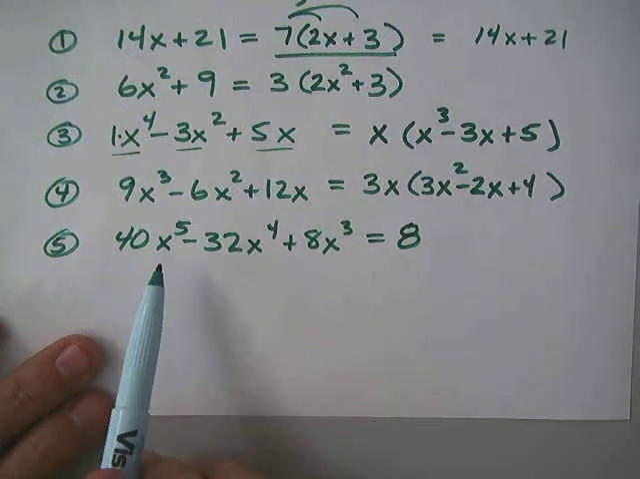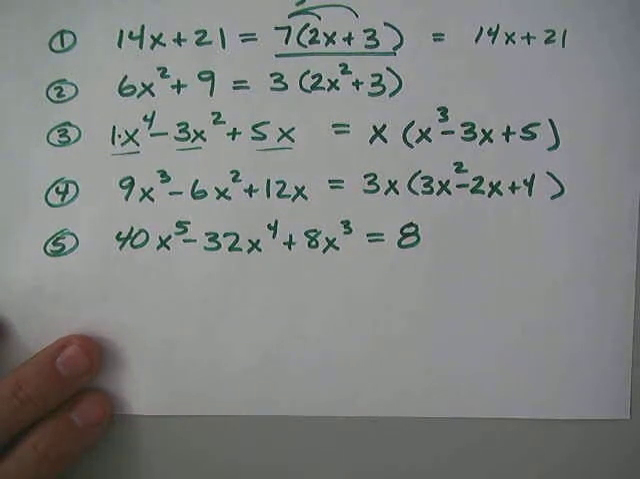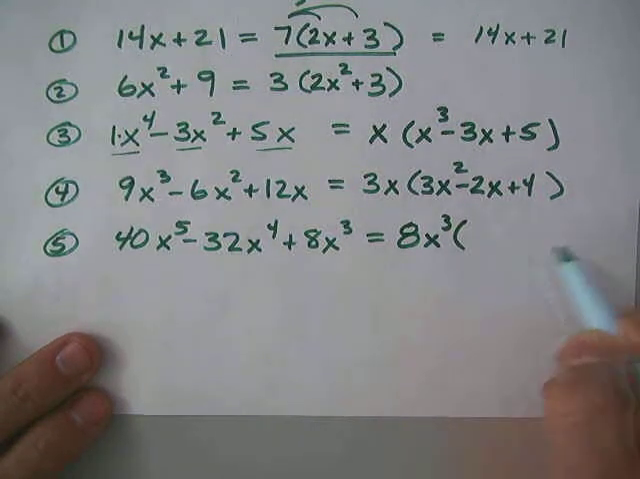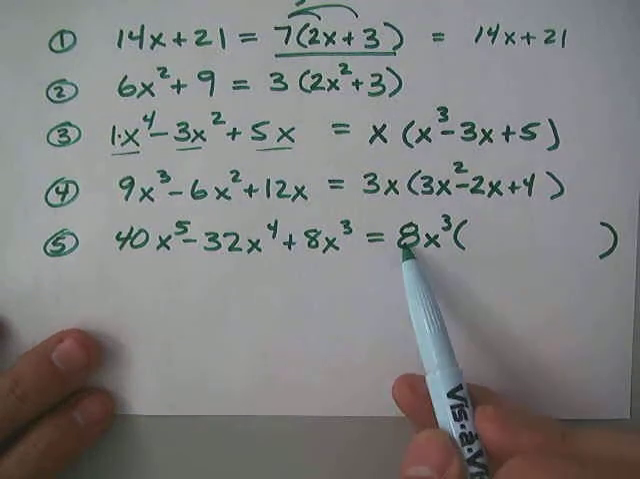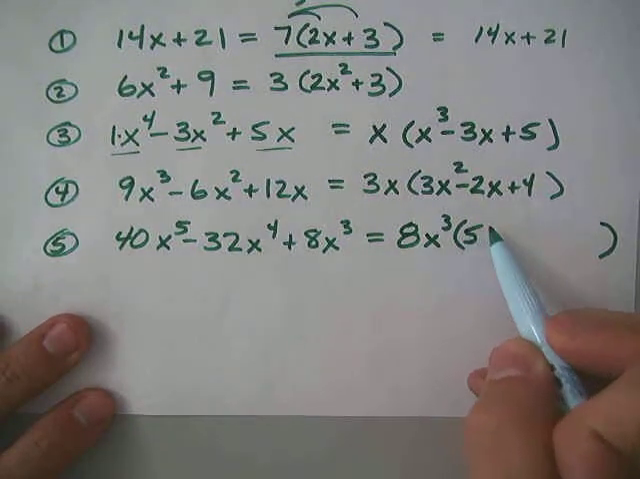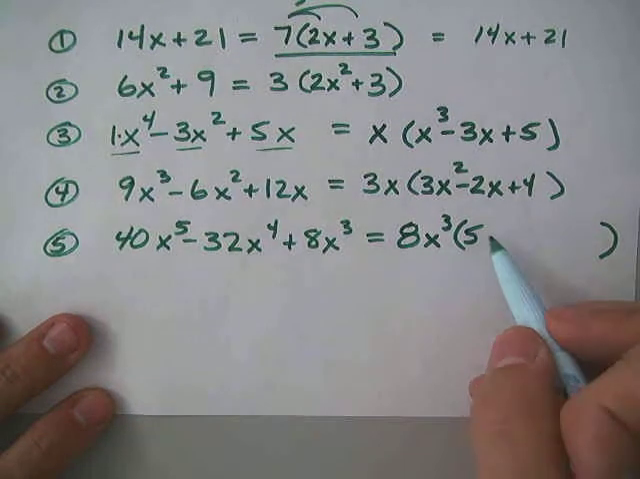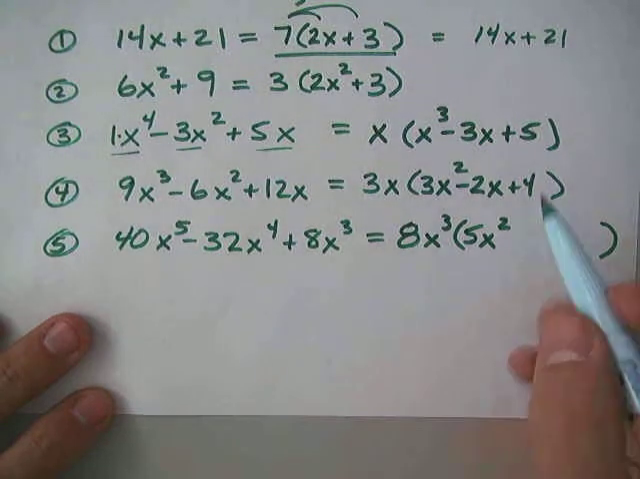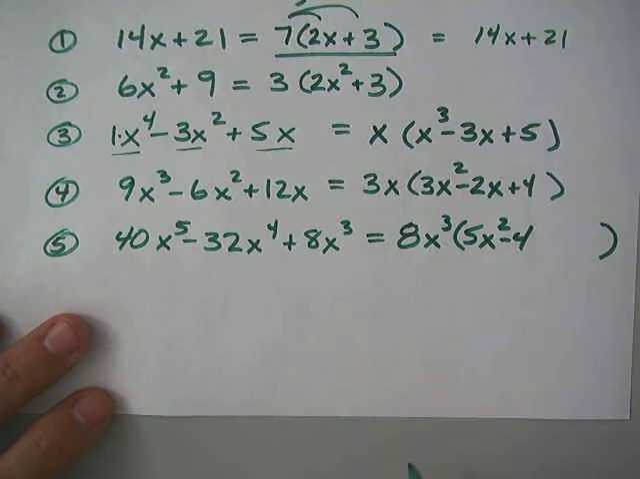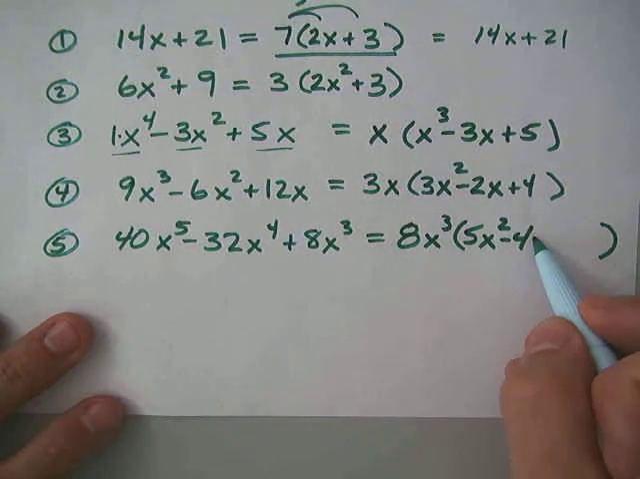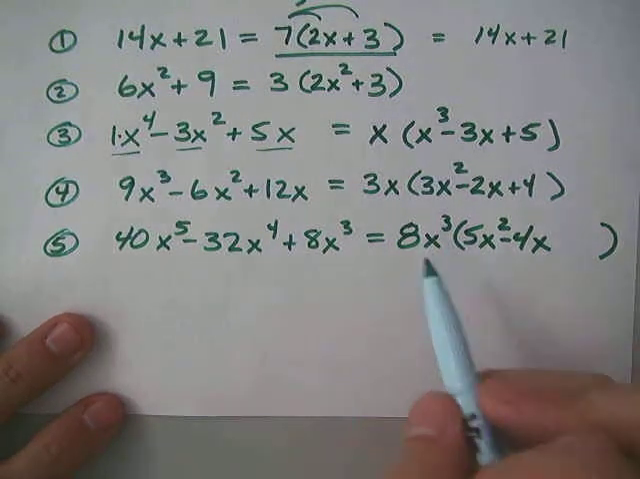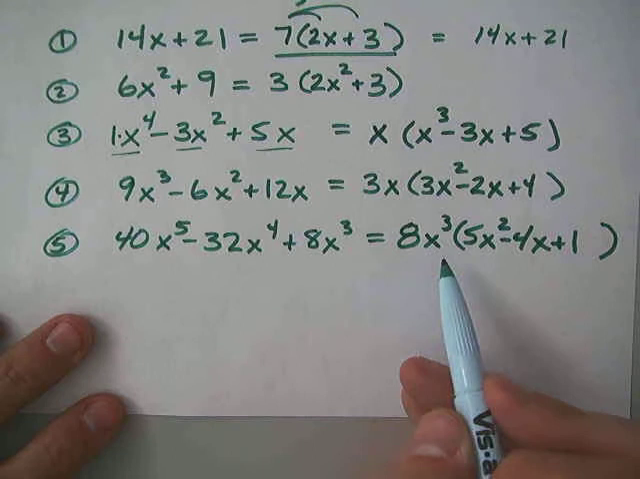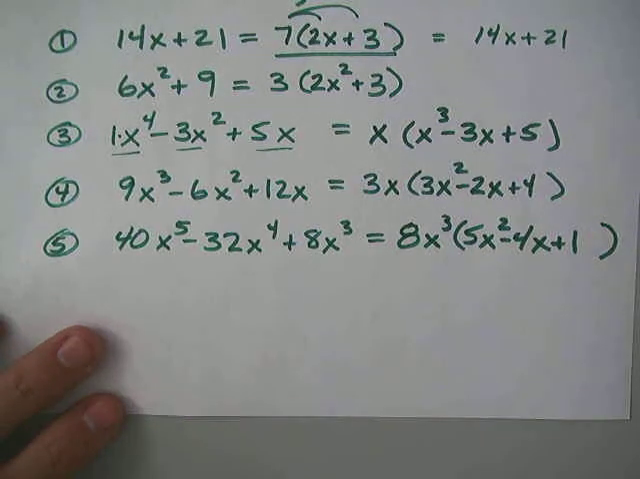And then let's talk variables. They all have at least how many x's? Well, they all have at least 3 of them. So I'll put x to the 3rd. And what do I have left? 8 divides into 40 5 times. If I take 3 x's away from x to the 5th, I have x squared. 8 divides into negative 32, negative 4 times. If I take 3 x's away from x to the 4th, I have 1x left over. And then finally, 8 divides into 8 one time. And if I take x to the third away from x to the third, no x's left.